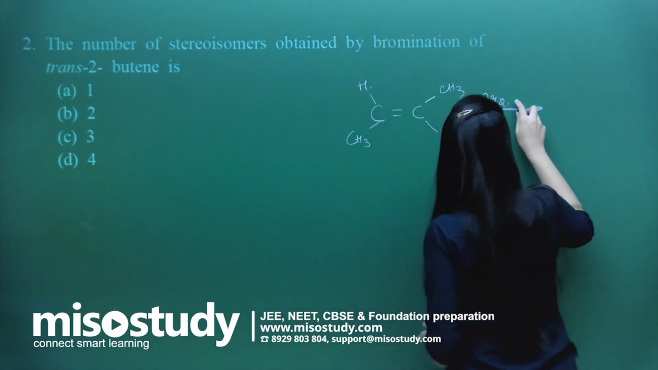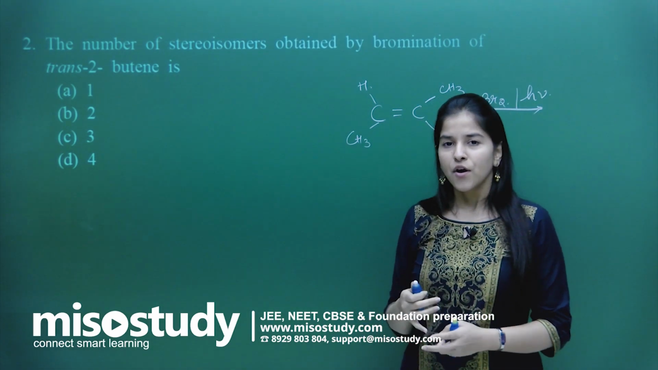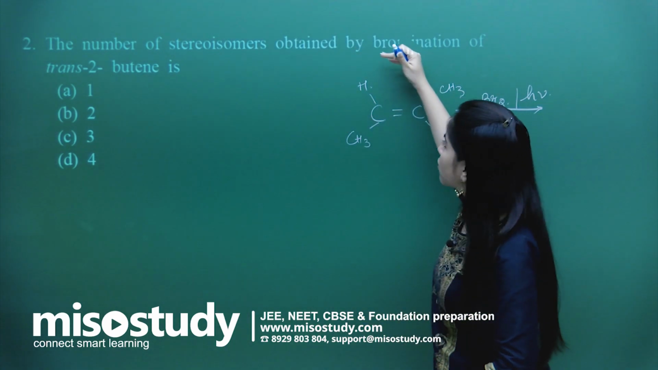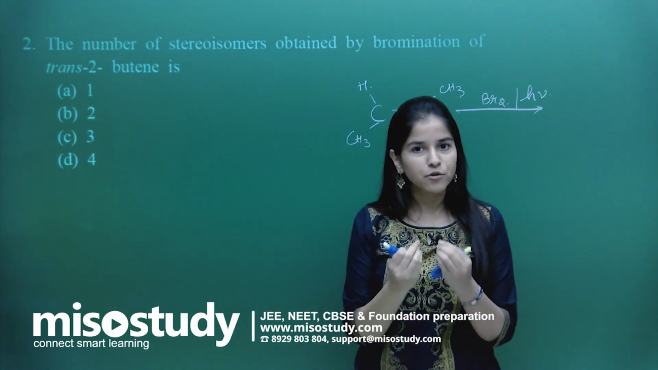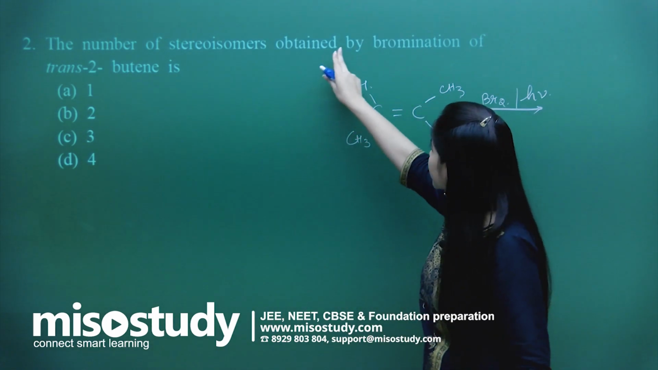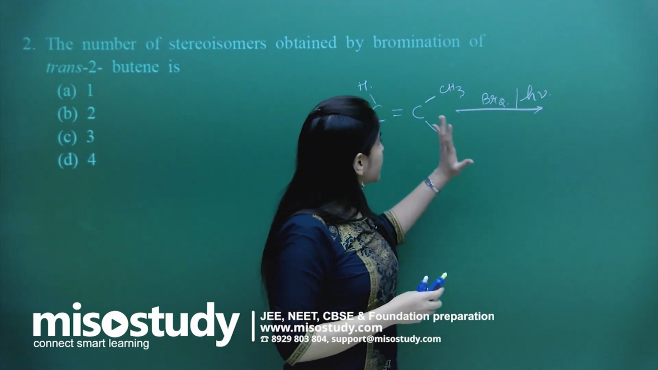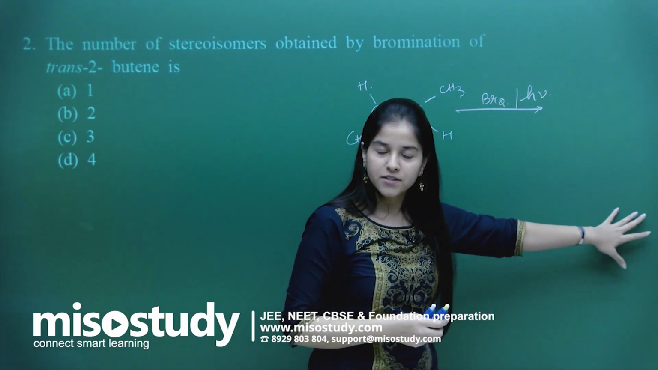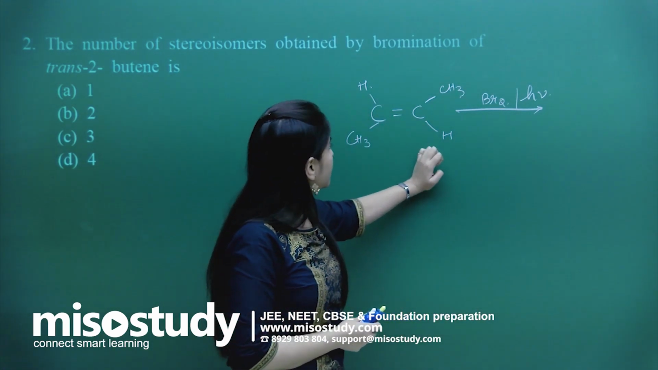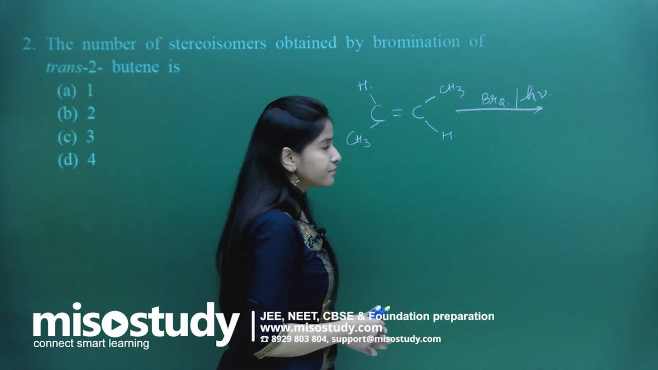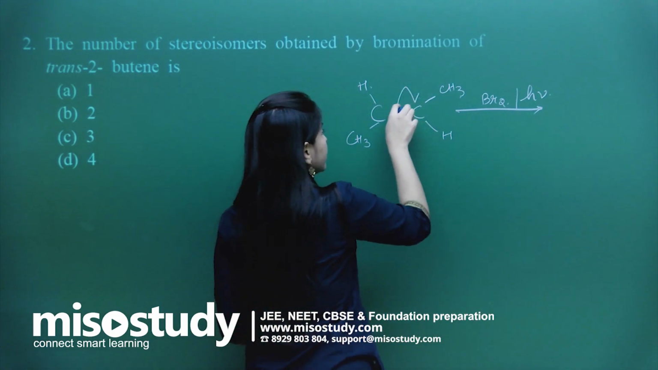In the presence of, I can say, the sunlight. So that is how it is going to be. Or they haven't mentioned what kind of bromination they are performing, so we are considering the simple bromination. Over here, I need to have the number of isomers. So first of all, just try to form the product of the bromination, and then we will get our answer. What is bromination? I need to brominate this double bond.